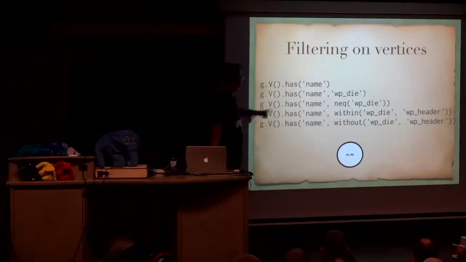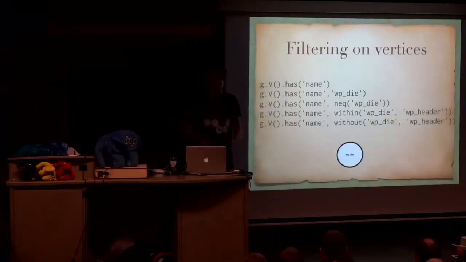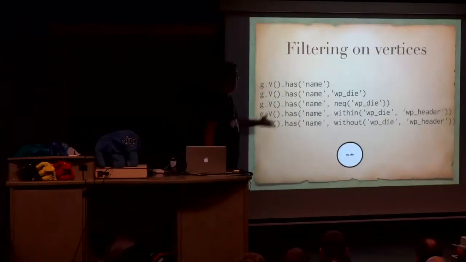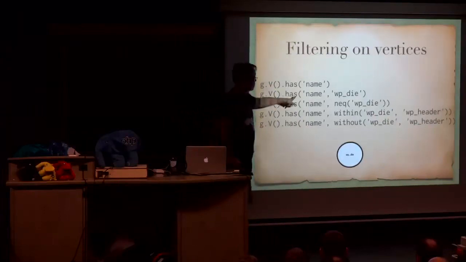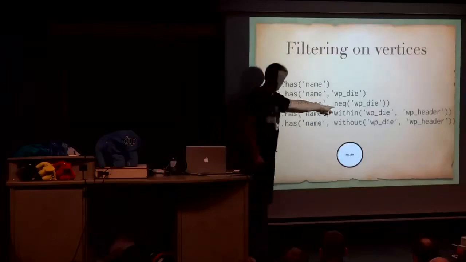If you want to filter on vertices, there is the as function. The first one says, does this vertex have a name? Whatever it is, is it defined? Is it not null? If it's not null, then it will pass. If it's null, then it will not pass, so it's not defined. Otherwise, you can put one value. You can ask it for it not to be the value.